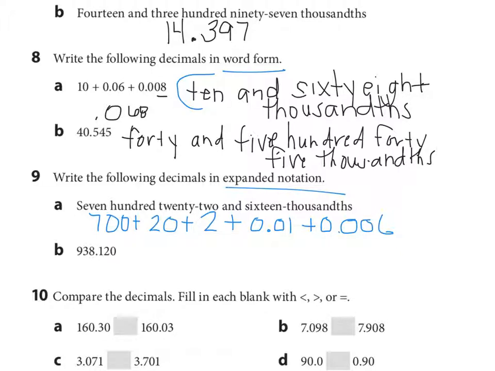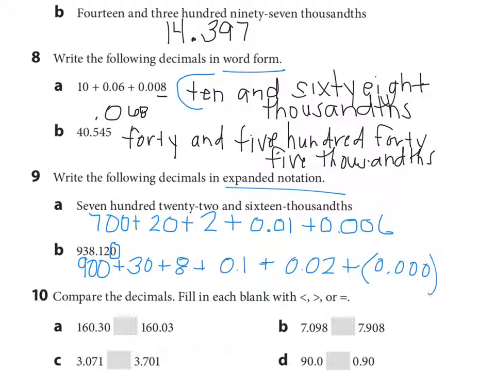B, 938 and 120 thousandths. So we're going to say 900 plus 30 plus 8 plus 1/10 plus 2/100ths. And although you see this 0 here in the thousandths place, it's not absolutely critical to include the 0 thousandths, but we'll include that here anyways. But again, you don't have to include that.